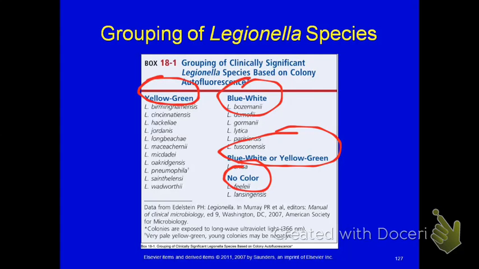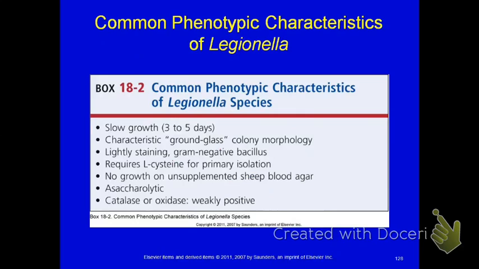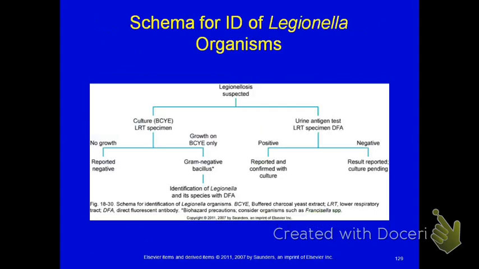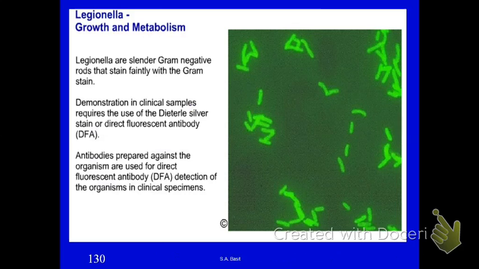So, Legionella pneumophila belongs to the blue-green group. Yellow-green group. And this would be the summary for Legionella pneumophila, and the schema for the identification of Legionella organisms.